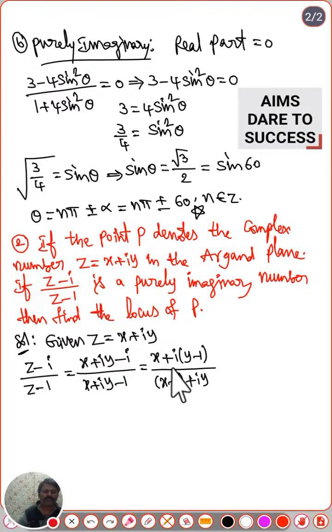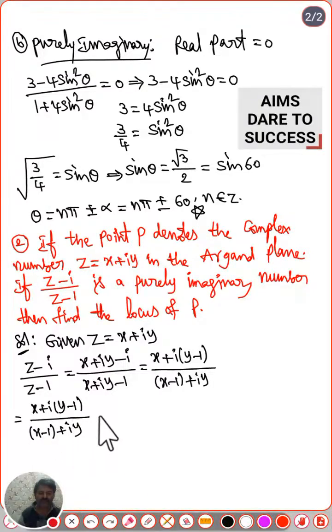In the denominator we have i related values, so rationalize the denominator. Numerator x plus i(y minus 1), divided by x minus 1 plus iy. The conjugate of x minus 1 plus iy is x minus 1 minus iy. So multiply and divide by x minus 1 minus iy. Next, my dears, casual multiplication.